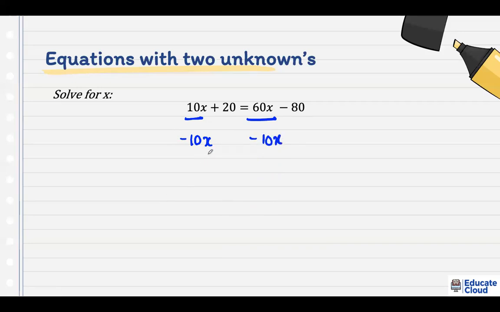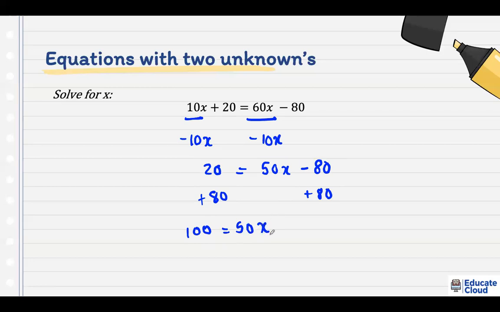That will give me, on the left, 10x minus 10x is just 0, so I'd just be left with this 20. And then 60x minus 10x is 50x, and the minus 80 just stays there. Now I'm going to add 80 to both sides so that I can get rid of it from the right and move it to the left. That gives me 100 equals 50x.